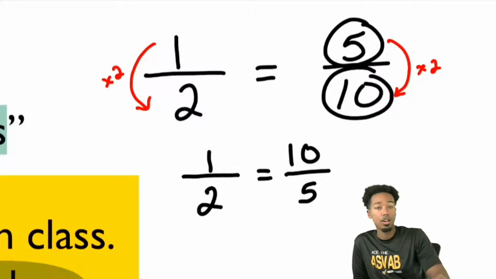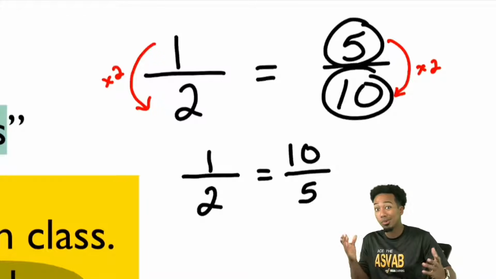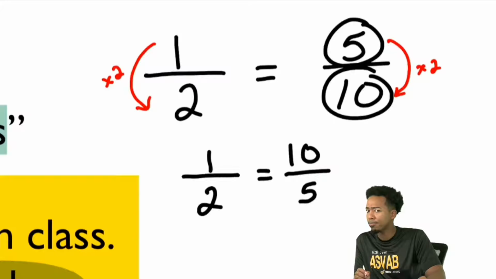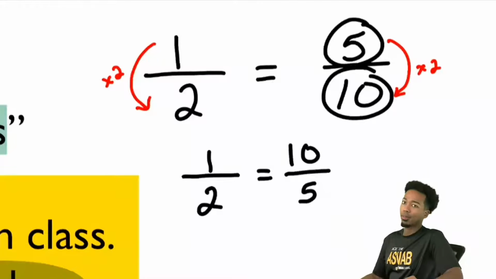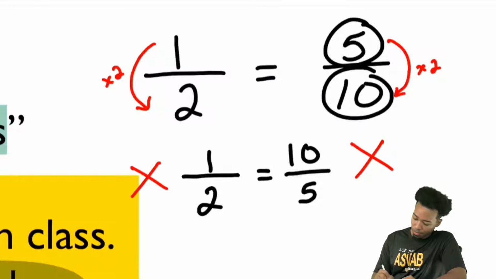That would be wrong, everybody, because think about it. 1 divided by 2, that's 0.5. But 10 divided by 5 is 2. Those are not the same. Not the same at all. And that wouldn't work as a proportion. Look, same numbers, but now they're not being compared the same way. And because of that, this would be wrong.